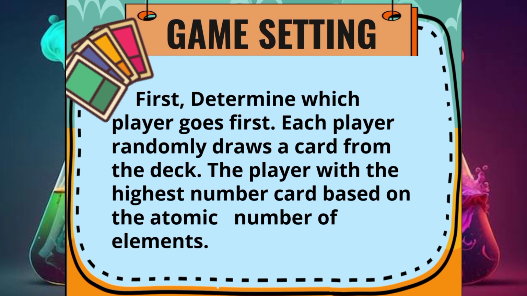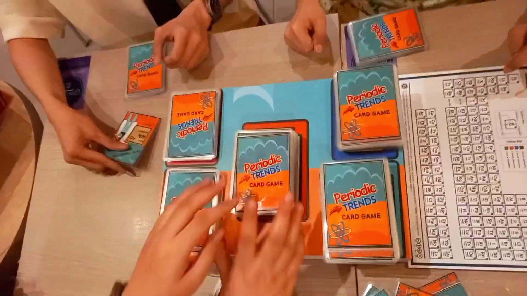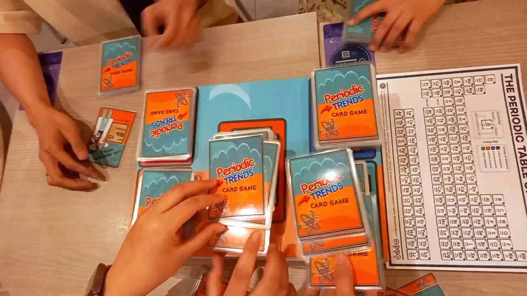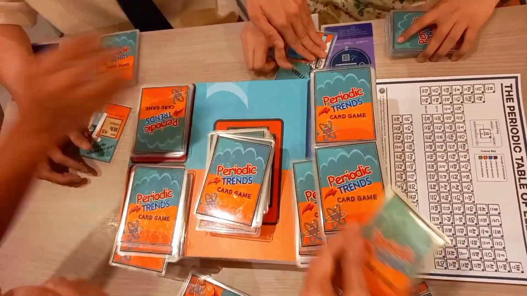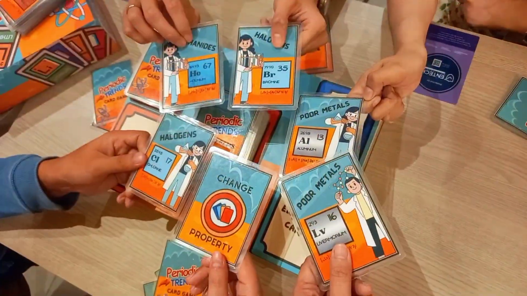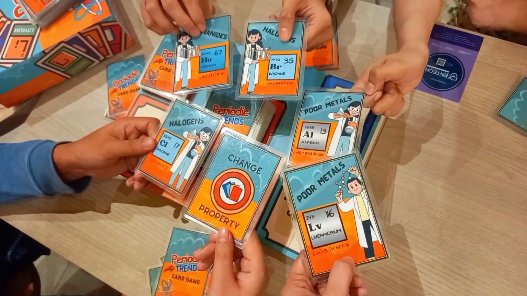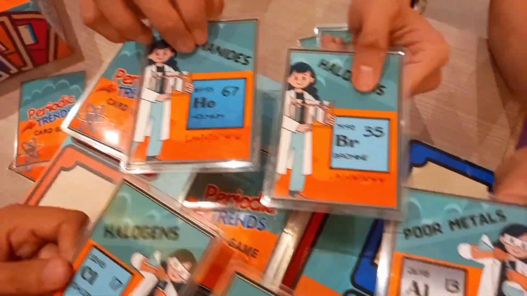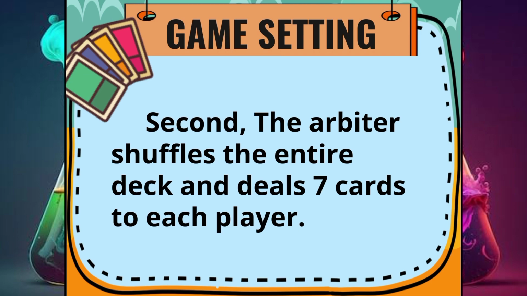Game setting. First, determine which player goes first. Each player randomly draws a card from the deck. The player with the highest number card, based on the atomic number of the elements, will be the first player, following the players on his or her left sides. Second, the Arbiter shuffles the entire deck and deals 7 cards to each player.